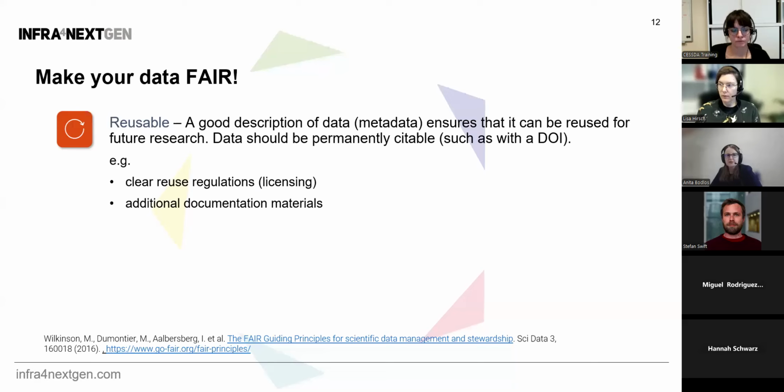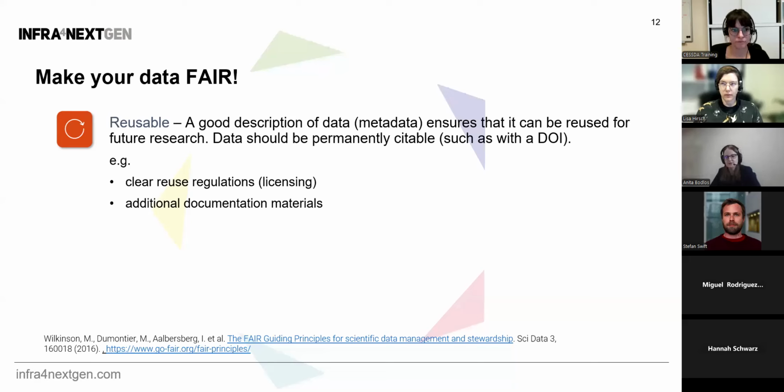And the R stands for usability. So a good description of data and metadata ensures that it can be reused for future research. Data should be permanently citable, such as with a DOI. And this also means that data should be licensed. So with a license, it's clearly regulated how others can reuse your data.